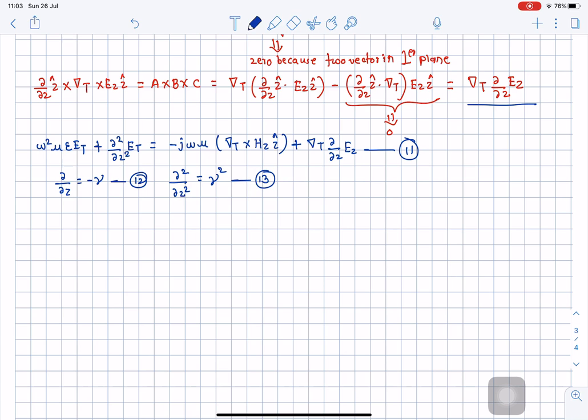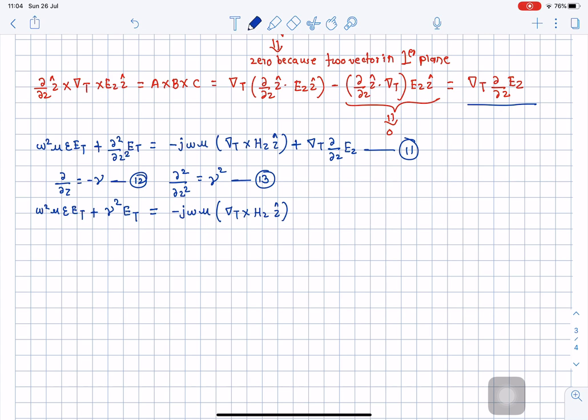Okay, so by equation 12 and equation 13 we can write equation number 1 as omega square mu epsilon E of t. Now this ∂²/∂z² we will write as, plus, what is ∂²/∂z²? We can write this as gamma square E of t, equal to minus j omega mu times the bracket del t cross Hz z cap, right?